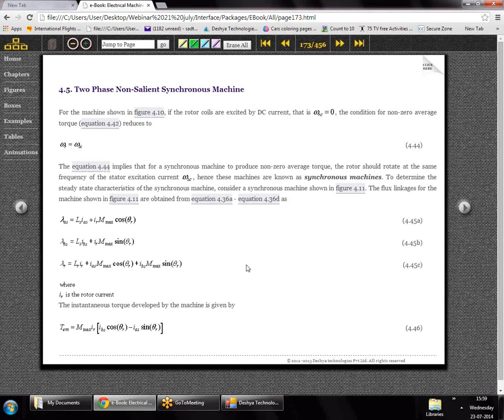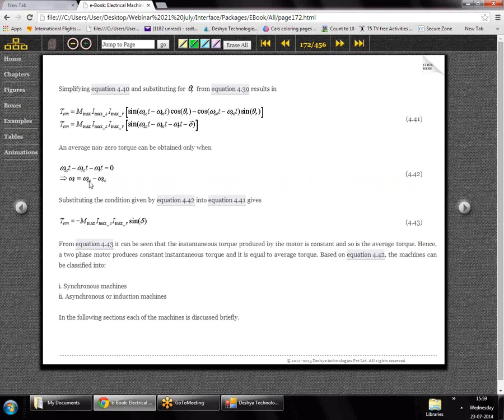In case of a synchronous machine, we feed the rotor by a DC source, a direct current source. Hence, my omega RC, that means the frequency of the rotor current, is equal to 0. So if my frequency of the rotor current is equal to 0, then from the condition given in 4.42, it is necessary that to produce non-zero average torque, my rotor speed omega R should be equal to the speed of the stator supply frequency. And this is why synchronous machines produce torque only at synchronous speed.